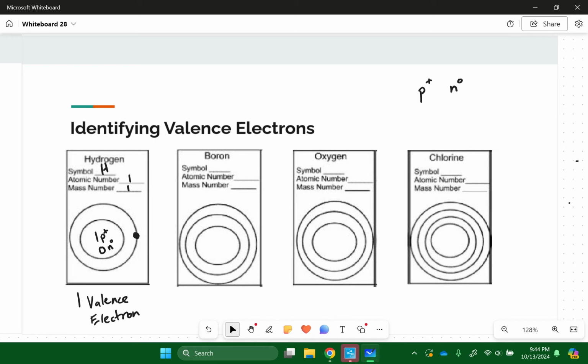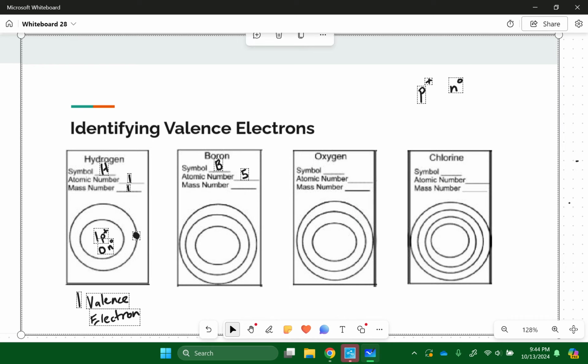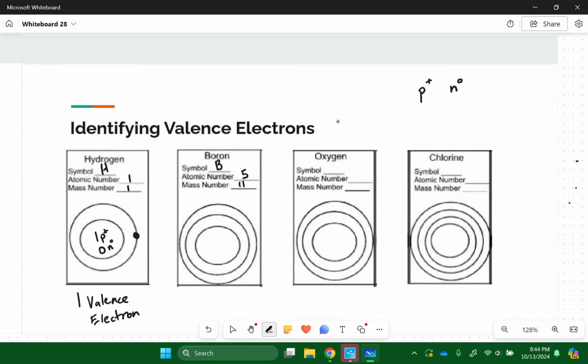Okay. Let's go to the next one, boron. So boron is symbol B. It's got atomic number of 5. And its mass on the periodic table is 10.81. So we're going to round that to 11.